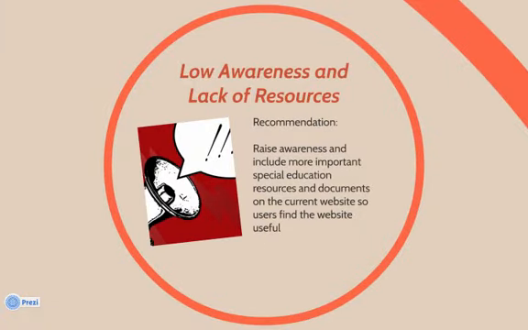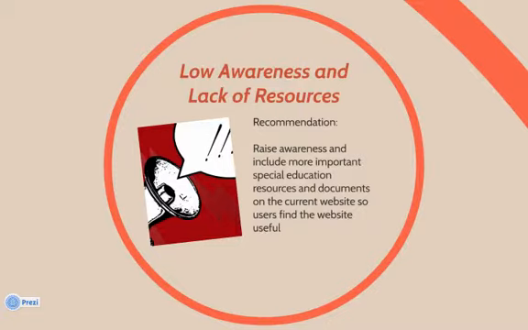Number 2. There is a low level of awareness and a lack of resources on the Student Support Services page. Users are not aware of the existence of the Student Support Services page, and it is therefore not useful to its target audience. It does not provide sufficient resources regarding special needs education.